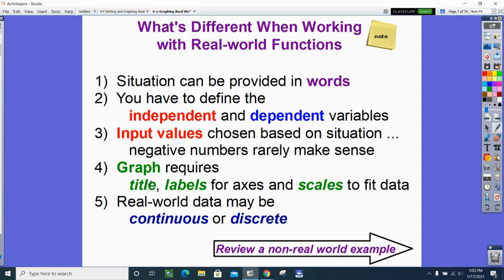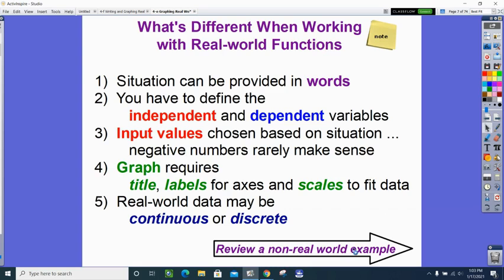On the graph, we're going to make sure we put a title. The labels will come off our definition, the X and the Y. And then you're going to make sure that your scales fit the data and that they are the same amount going left to right and going up. And then I'm going to introduce a word called continuous and discrete.